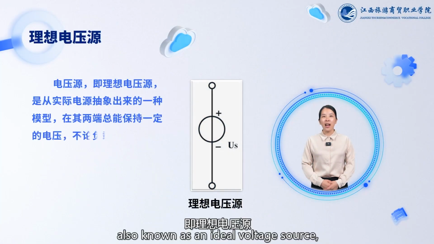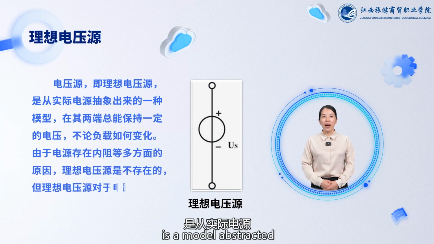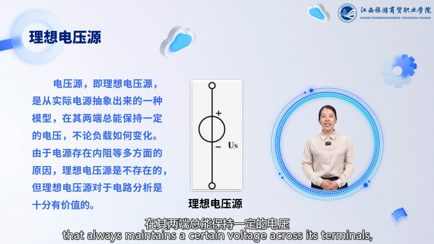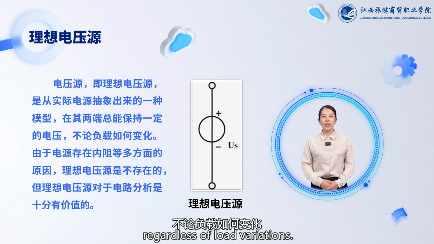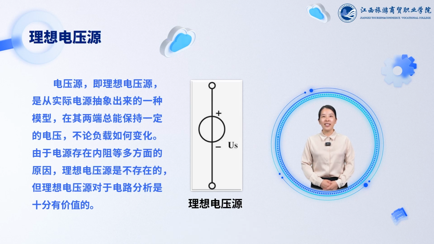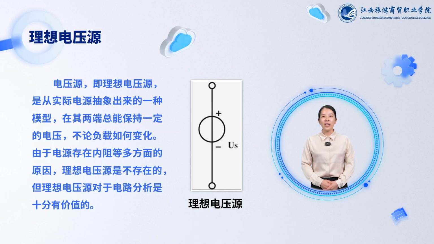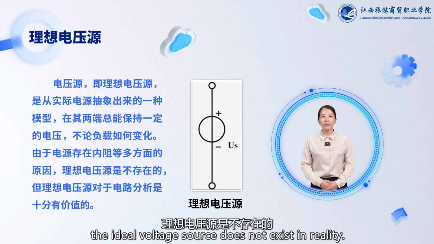Voltage source, also known as an ideal voltage source, is a model abstracted from an actual power source that always maintains a certain voltage across its terminals, regardless of load variations. Due to various factors such as internal resistance and others, the ideal voltage source does not exist in reality.